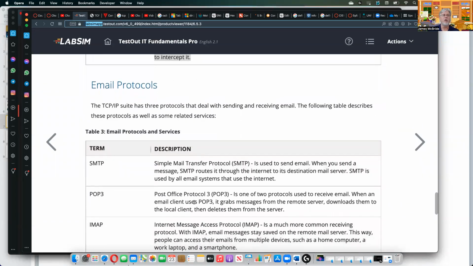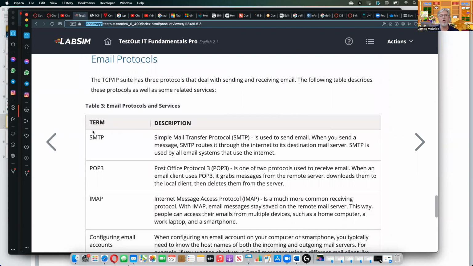And then our email protocols. SMTP by far is the biggest email protocol that we use. It is used to send mail between servers. SMTP is used by all email systems that use the internet, right? So SMTP is like the core email service used to send mail. When you send a message, SMTP routes it through the internet. So it's hitting these SMTP servers that understand SMTP and relaying that.